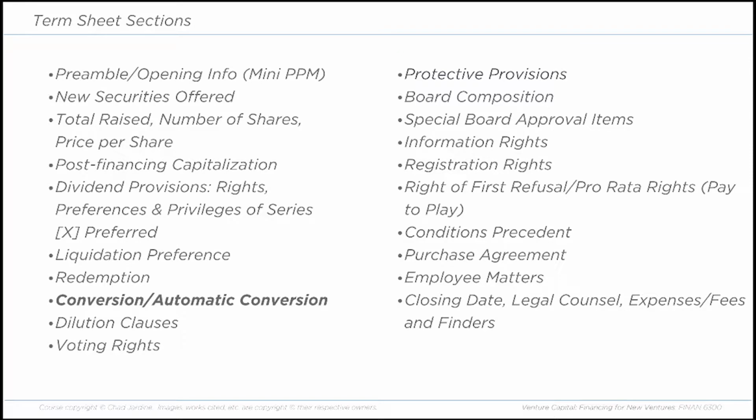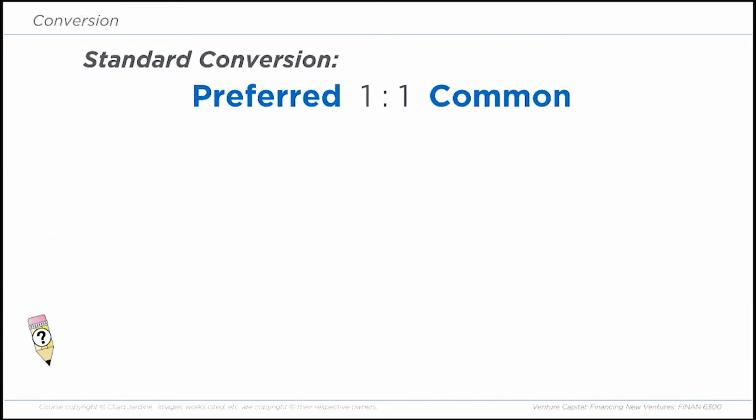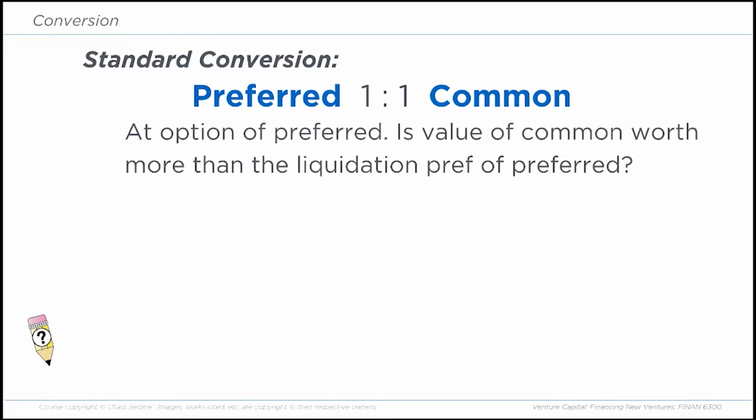Next, we have conversion and automatic conversion. This section discusses the conditions under which preferred shares convert to common, such as in an IPO. Standard conversion terms allow preferred shareholders to convert to common shares at a 1-to-1 ratio whenever they choose. This allows investors to capture the highest value in a liquidity event, like an IPO, and they're choosing typically between the value of the converted common shares or the liquidation preference we mentioned before.